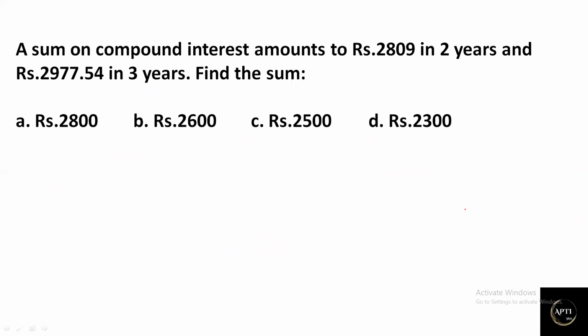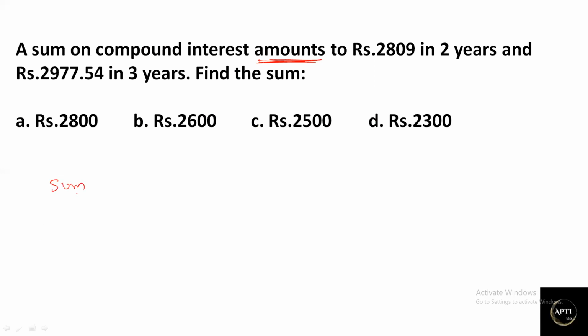Okay, a sum on compound interest amounts to 2,809 in 2 years and 2,977.454 in 3 years. Find the sum. Now here you just need to understand the question actually. First, a sum on compound interest amounts to. Here they have given amounts to. Amounts to means total amount.